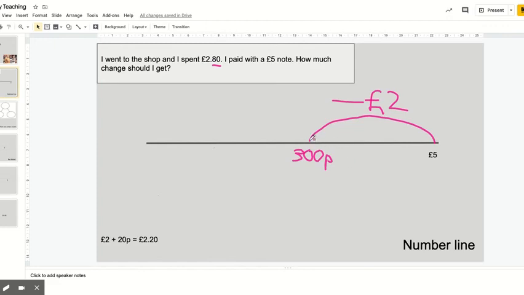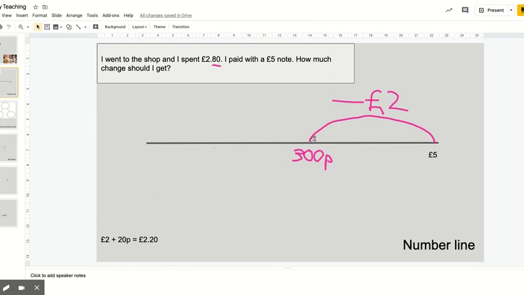So now I can take away 80p. Again, I'm going to use my number bonds to 100. I know that 80 plus 20 would give me 100. So I know if I do 300 take away 80, it would get me to 220. Again, if you're not comfortable with that, do individual jumps of 10 taken away until you've taken away 8 jumps of 10.